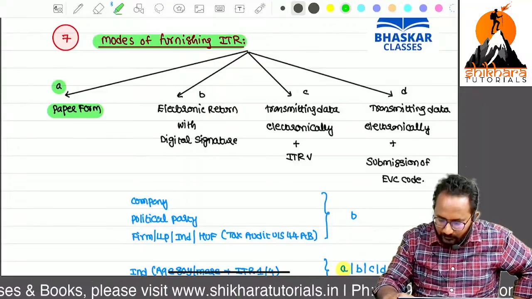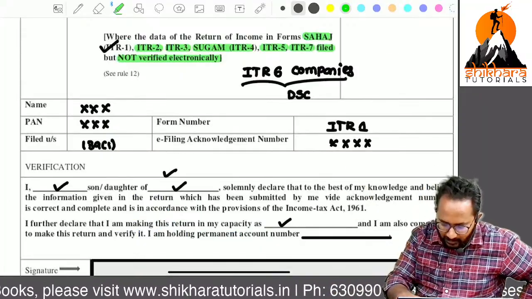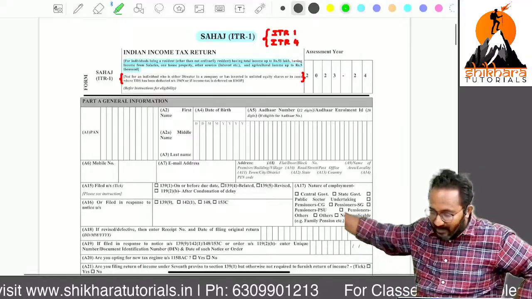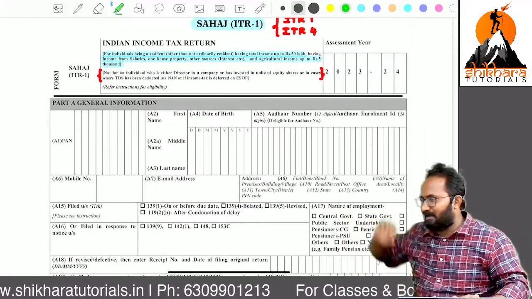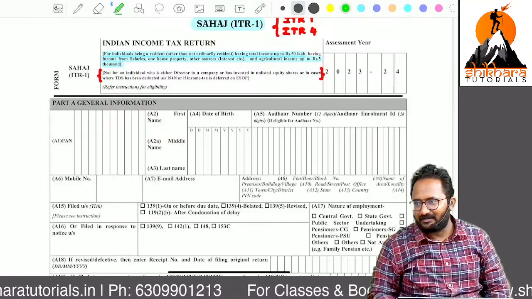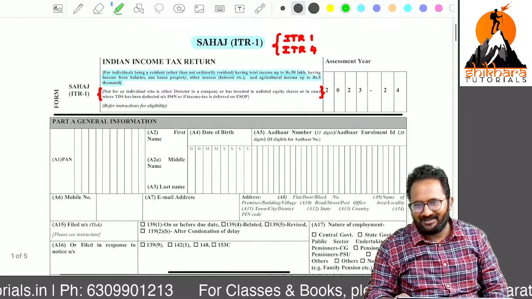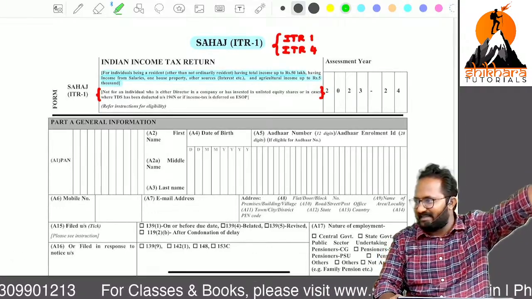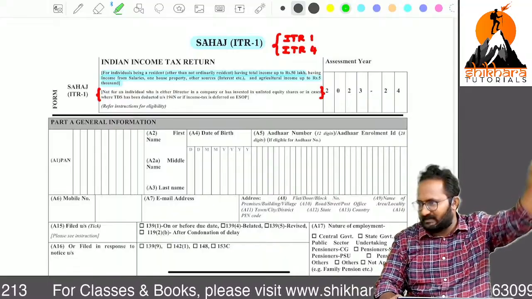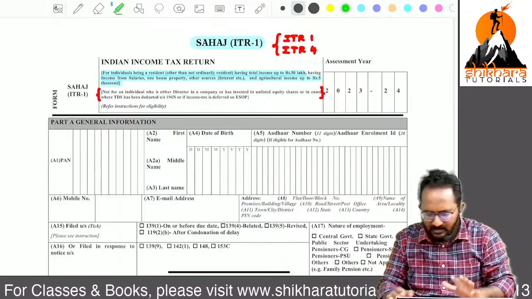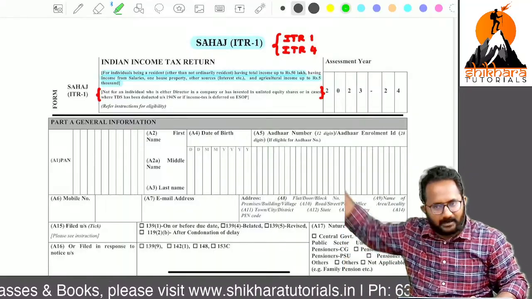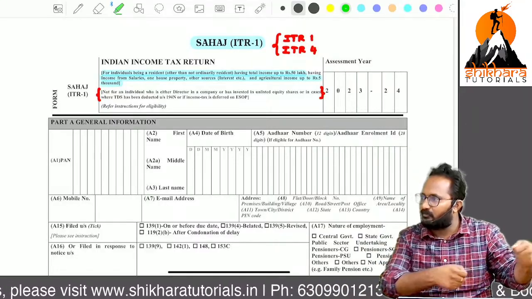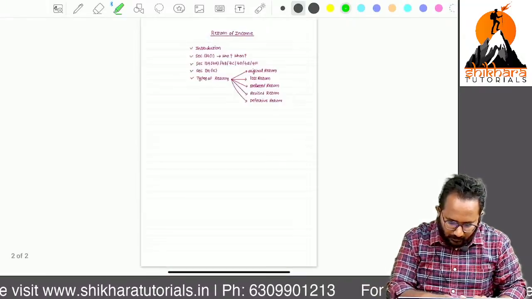Whatever ITR forms we have, you can download, say, ITR 1. If ITR 1 is inapplicable for you, you can download another one, take a Xerox, and fill in all the things. That is called the paper form. Sir, how can you verify the paper form? For example, one person aged 80 doesn't want to use the system for return filing. He downloaded the form and filled in all the particulars. How can he do verification? He just needs to attach ITR V. Now, one more format.